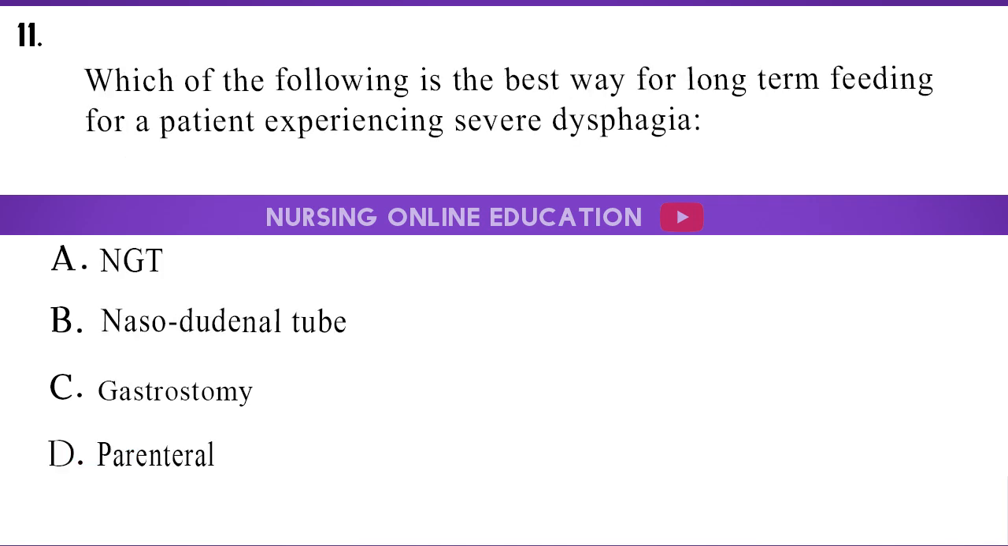11. Which of the following is the best way for long-term feeding for a patient experiencing severe dysphagia? A. NGT, B. Nasoduodenal tube, C. Gastrostomy, D. Parenteral? The answer is option C, gastrostomy.